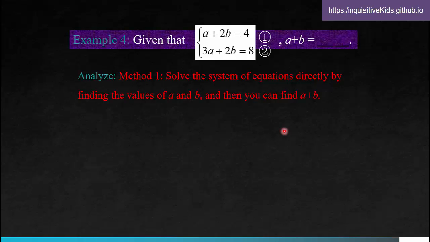A and 3a added together, that's 4a. So being flexible like this with your thinking and your observation skills are very crucial when it comes to solving systems of equations or even just math problems in general.